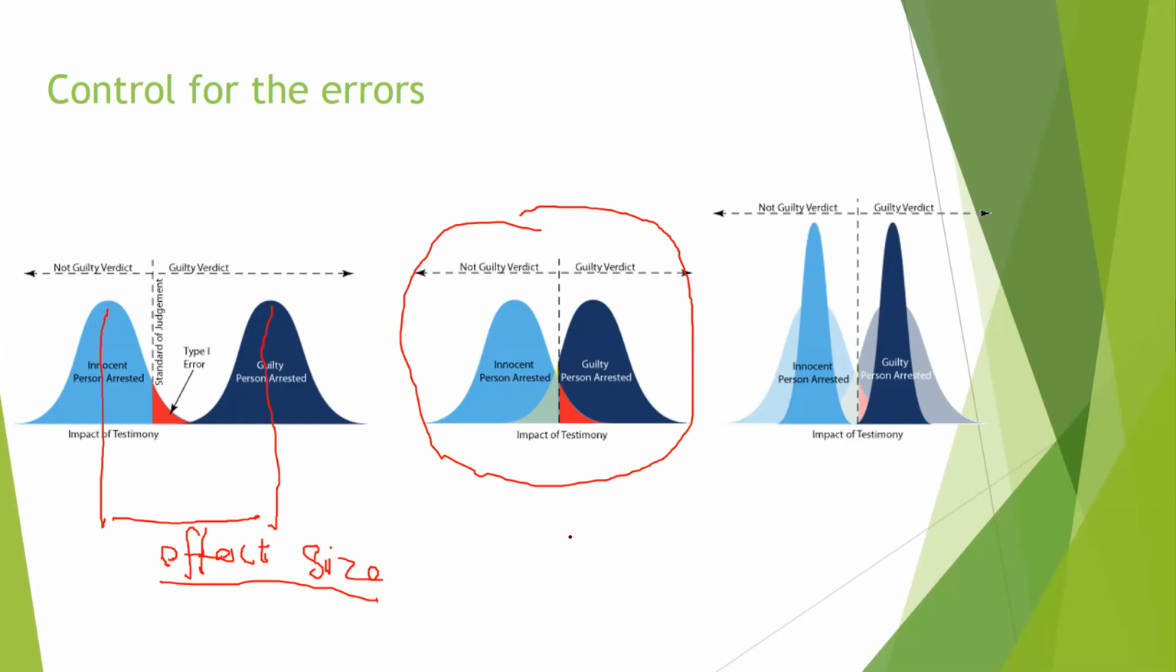Or if you cannot really increase the effect size, what you can do is increase the sample size. If you increase the sample size, you make the null distribution and the alternative distribution both narrower, which means they are subject to smaller standard error, and this will help you reduce type 1 error and type 2 error. Is that clear?